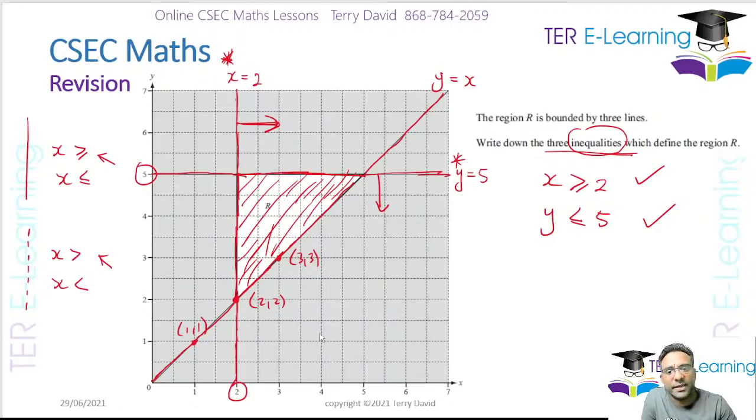Now, to figure out the third inequality, the next line that we're looking at is the line y is equal to x. If I want to shade the region R, I need to shade above the line. Now, if you want to shade above the line, that means y has to be greater than or equal to x. That's my third inequality.